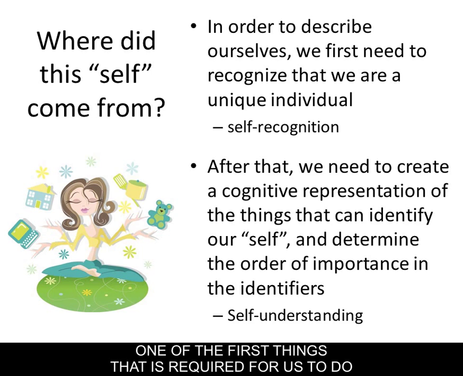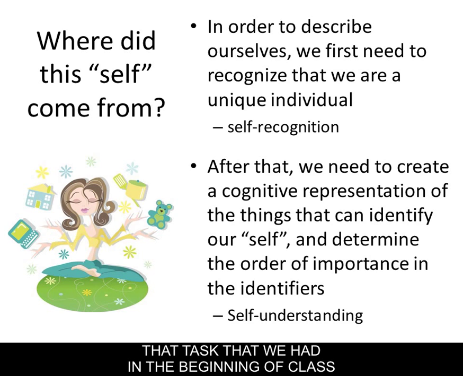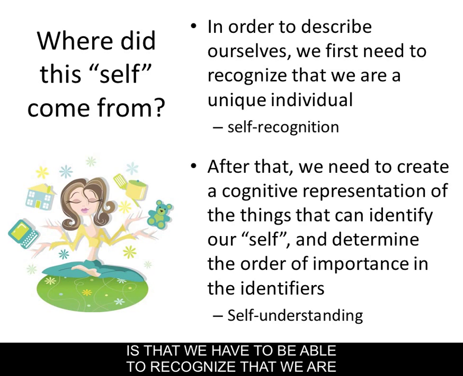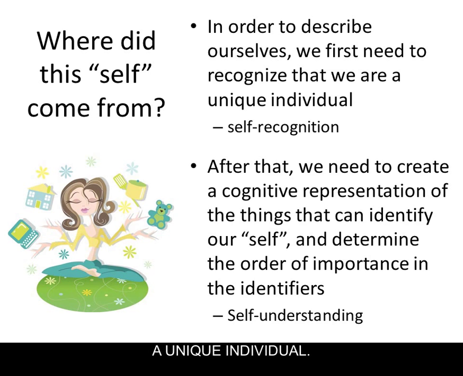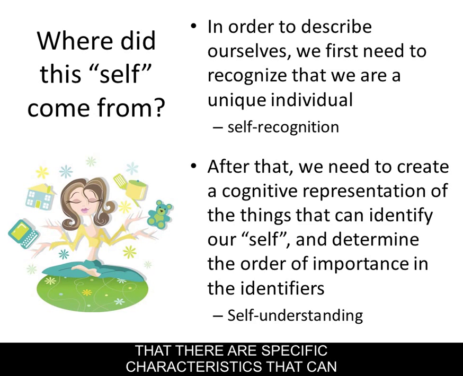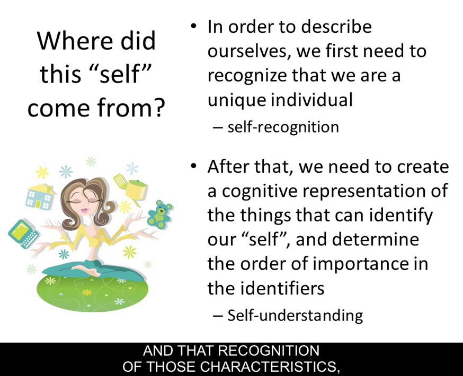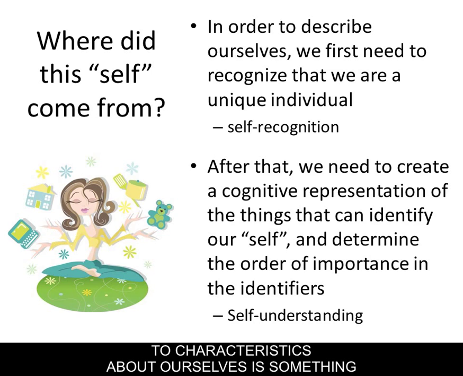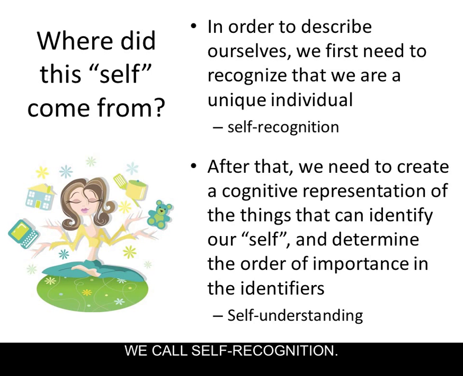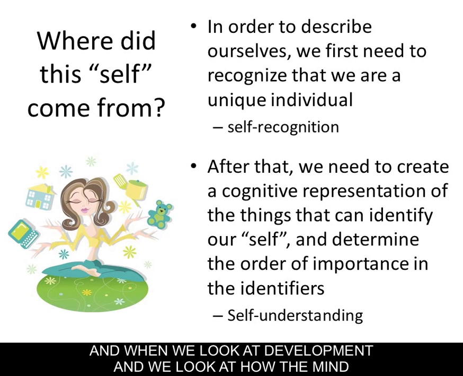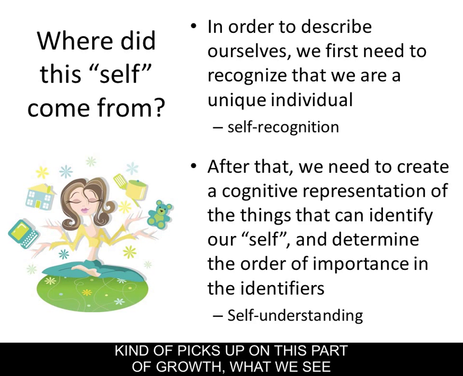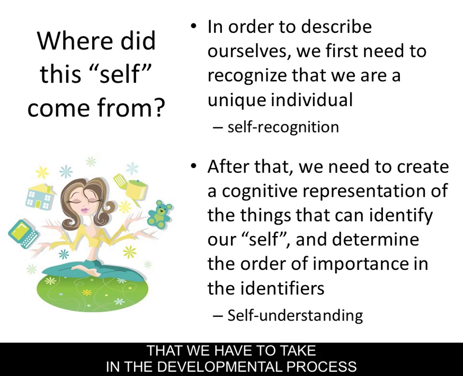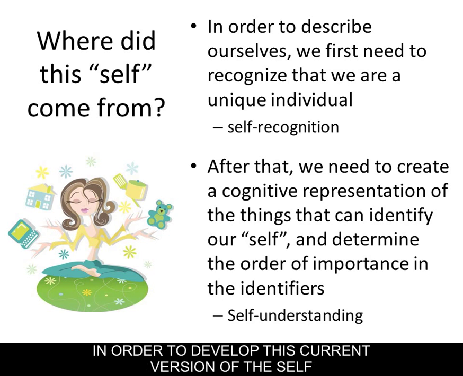One of the first things that's required for us to do that task that we had in the beginning of class is that we have to be able to recognize that we are a unique individual, that there are specific characteristics that can be ascribed to us. And that recognition of those characteristics, that recognition that we need to pay attention to characteristics about ourselves, is something we call self-recognition. And when we look at development, and when we look at how the mind picks up on this part of growth, what we see is that self-recognition is one of the first steps that we have to take in the developmental process in order to develop this current version of the self that we now have.